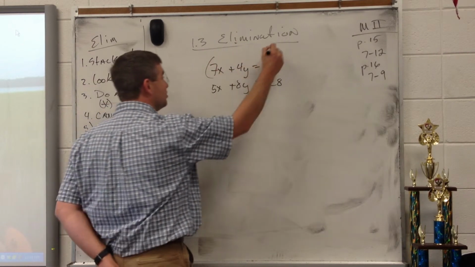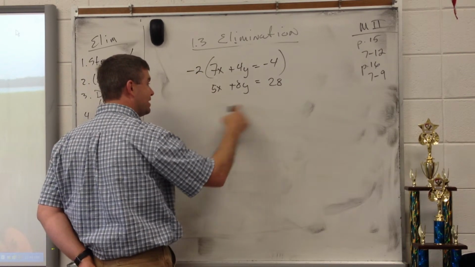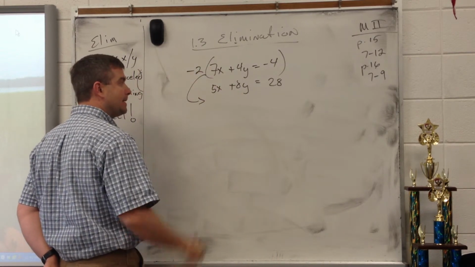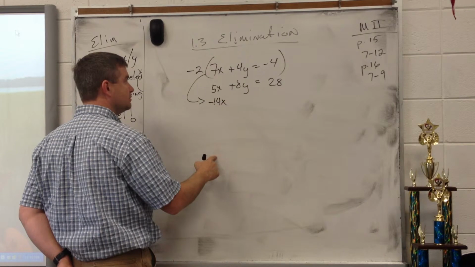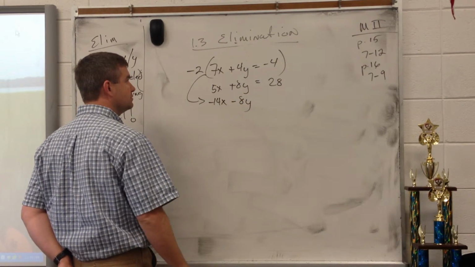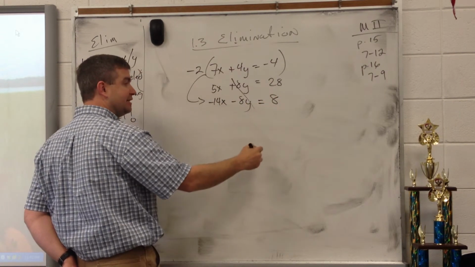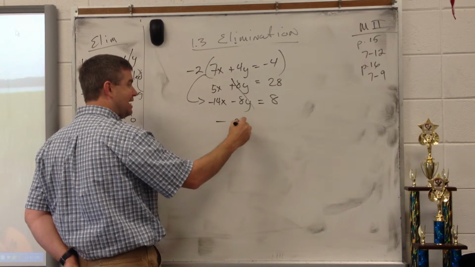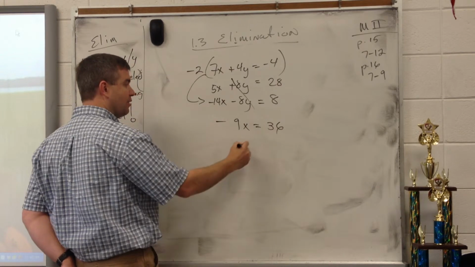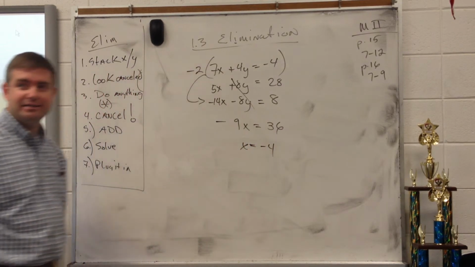Negative 2. Very good. We put parentheses around the whole thing. We put a negative 2 right here. Tell me what to write right here, George. I'm going to rewrite this one right here. Make it easy. Negative 14x, good, plus negative 8y, good, equals 8. Very good. Exactly right. We add them up. These cancel. I get negative 9x is equal to 36. Is that right? So x equals what? Negative 4.